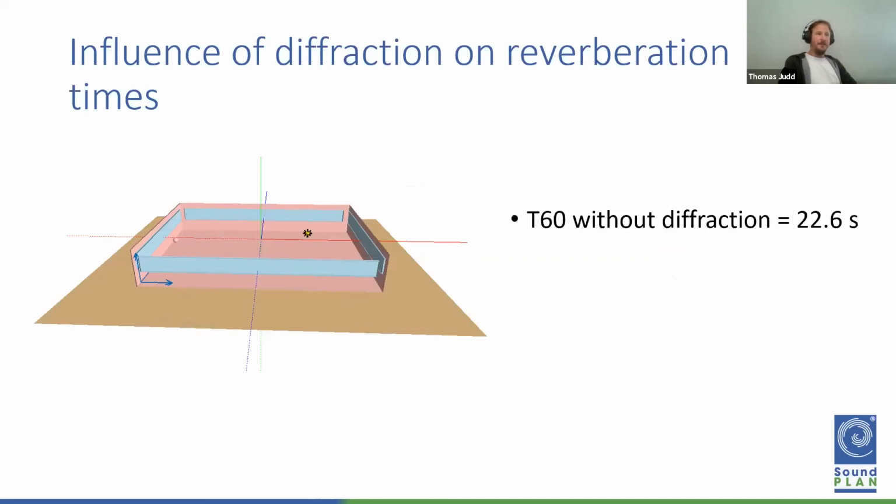Now, if I do this without diffraction for 125 Hertz, I get a very long reverberation time, T60, indeed, of over 20 seconds. If I now turn my diffraction on, that reverb time is in a completely different area, just over 1 second. And it's a kind of crazy result, I know, possibly a source of worry. So let's try and understand what's going on.